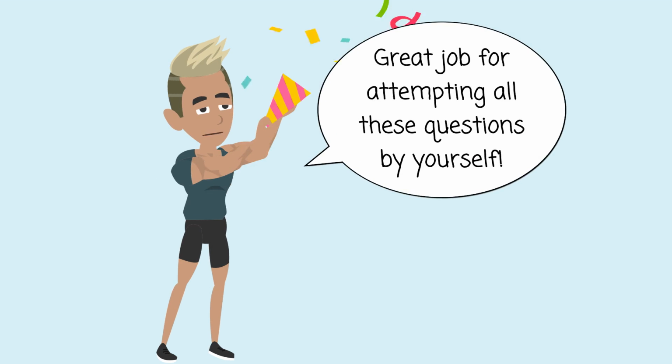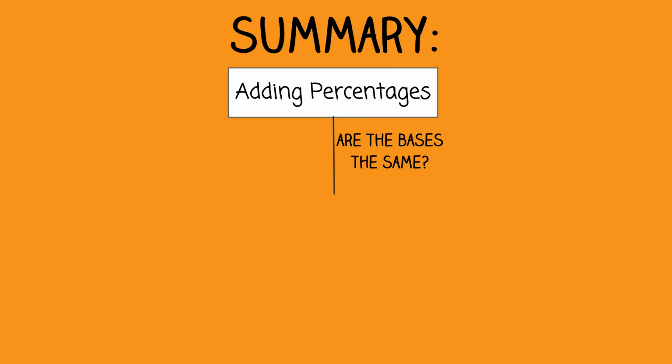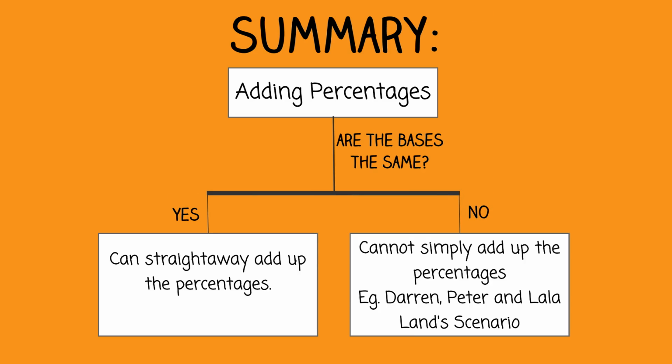Great job for attempting all these questions by yourself. Here's a summary of what you have learned in this video. When adding percentages up, we must be mindful of the bases used to calculate the percentage. If the bases are the same, we can simply add the percentages up. However, if the bases are different, just like in Darren's, Peter's and La La Land scenario, we cannot simply add the percentages up and say that is the total change.